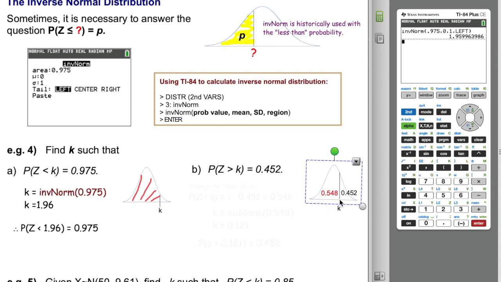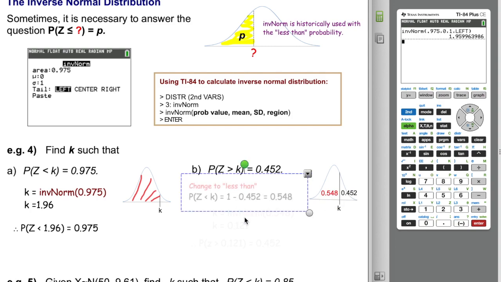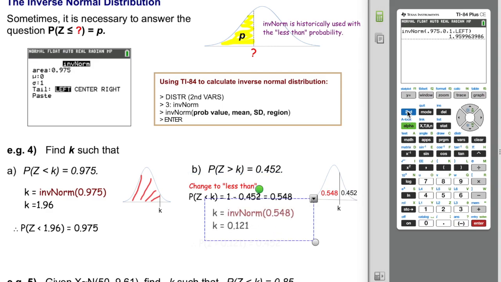So this was necessary to do the conversion if you have an older calculator that doesn't allow you to choose which tail, okay, or which side of k your area falls under, okay? And then now you can do the inverse normal. So second function vars, number 3.